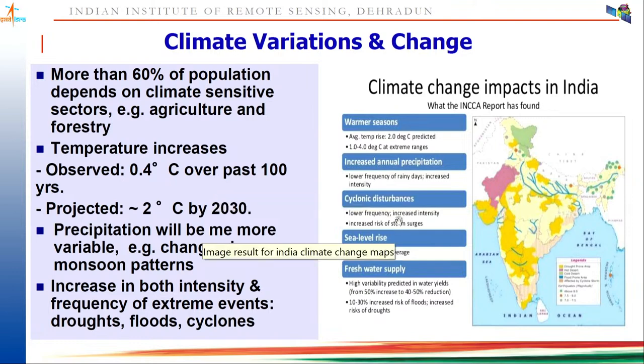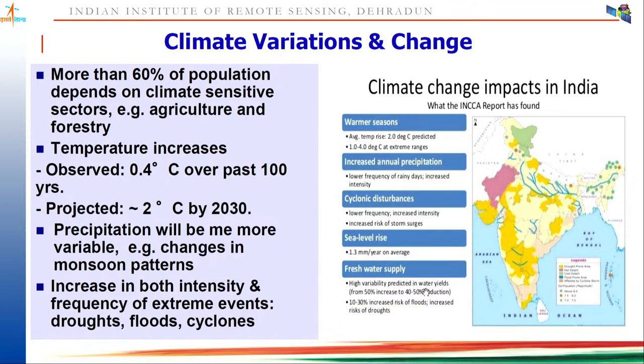Then there are cyclonic disturbances and an increase in storm surge intensity. Sea level rise will also be there, around 5.7 centimeters by the end of the 21st century. Sea level rise may lead to the ingress of seawater and salinity in coastal agriculture and the coastal ecosystem. So that will affect the coastal areas largely.